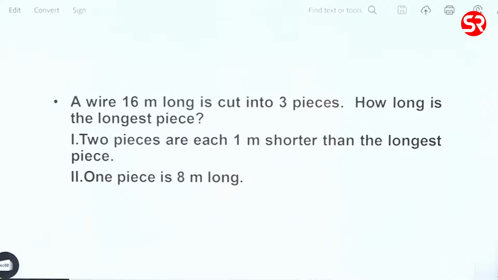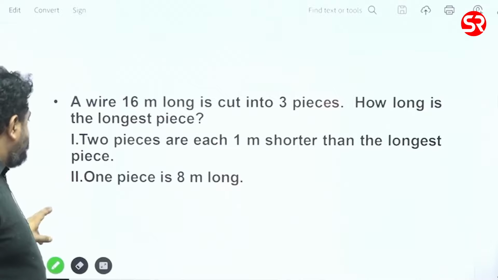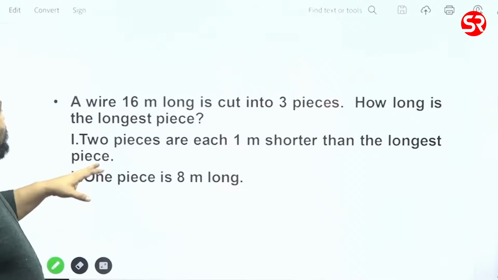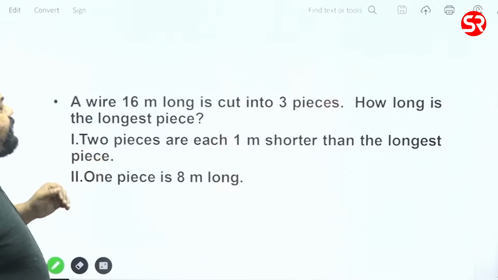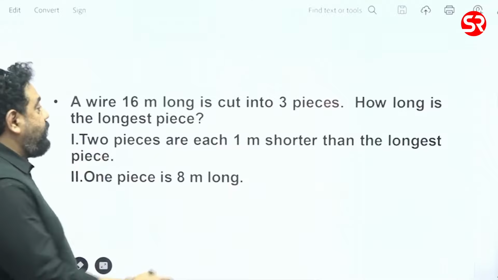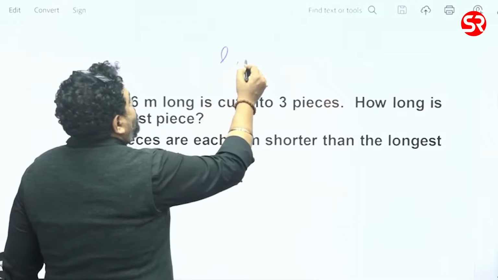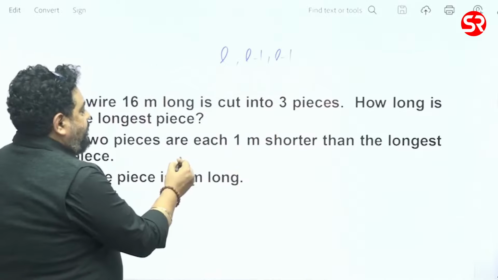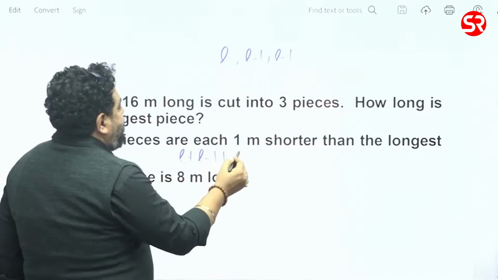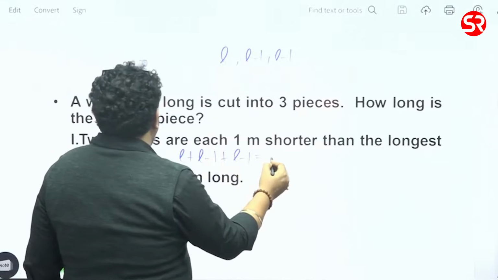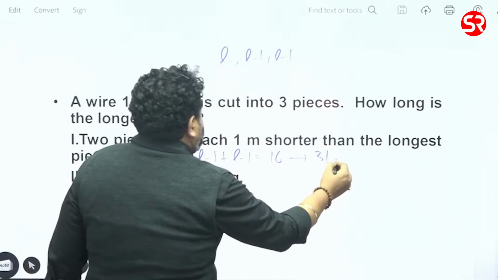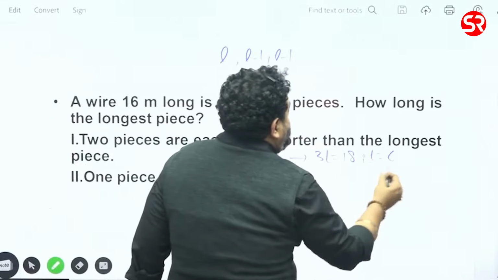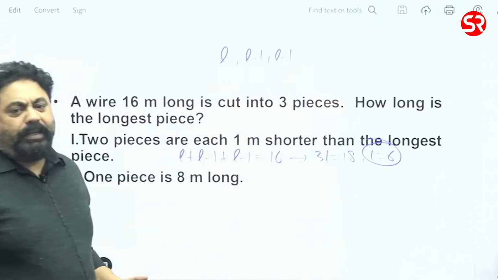A wire 16 meter long is cut into 3 pieces. How long is the longest piece? Right? So, he says the 2 pieces are each one meter shorter than the longest piece. So, if the longest piece is L, baki 2 pieces are L minus 1, which means L plus L minus 1 plus L minus 1 is equal to how much? 16, which gives you 3L is equal to 18, which means L is equal to 6. So, yes, longest part would be 6.